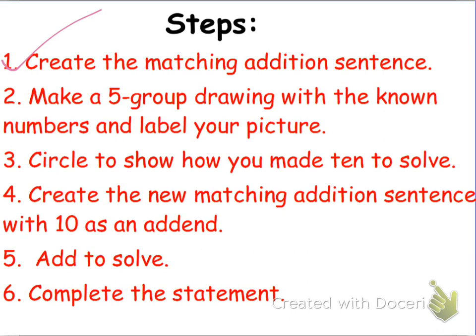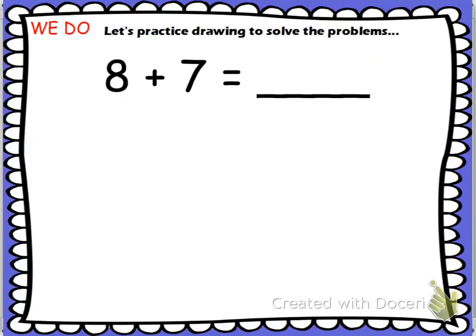Number 2, we're going to make a 5-group drawing with the known numbers, and we're going to label our picture. Now, we can't really label our picture because we do not have a word problem. If we had a word problem, we would label it. But we don't have anything to label because we don't know what it would be. But we are going to make our 5-group math drawing.